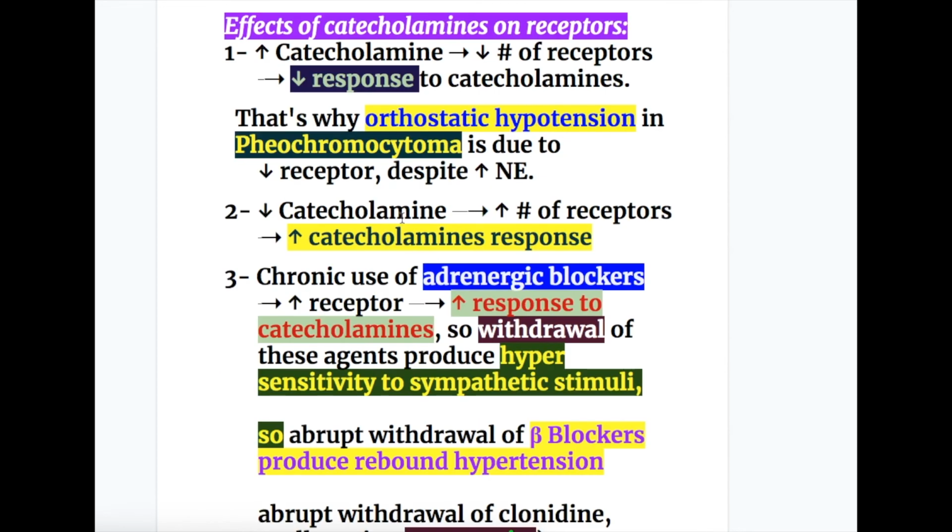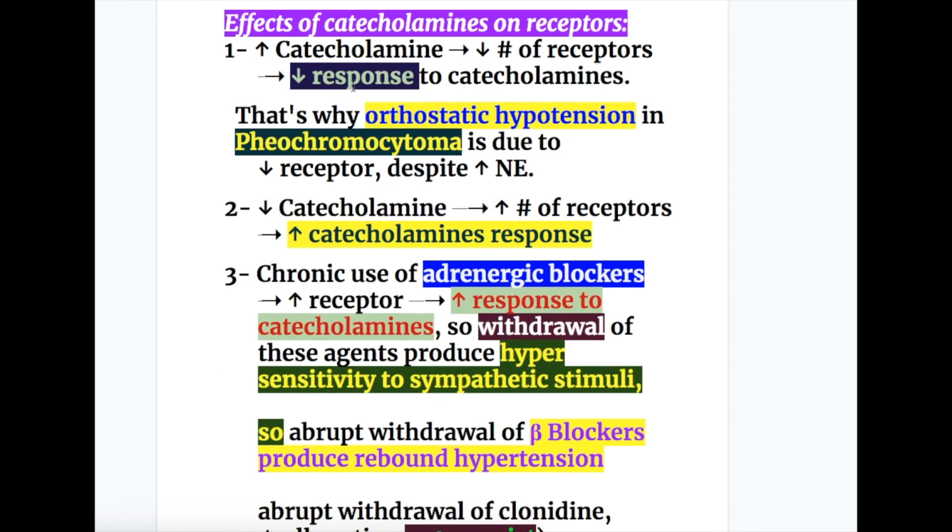So to review, increased catecholamine will decrease number of receptors, decrease the response to catecholamine, and decreased catecholamine will increase the receptors, which will lead to increased catecholamine response. And adrenergic blockers will increase the receptors and increase the response to catecholamine. So withdrawal of these agents produces hypersensitivity to sympathetic stimuli. Withdrawal of beta blockers will produce rebound hypertension.